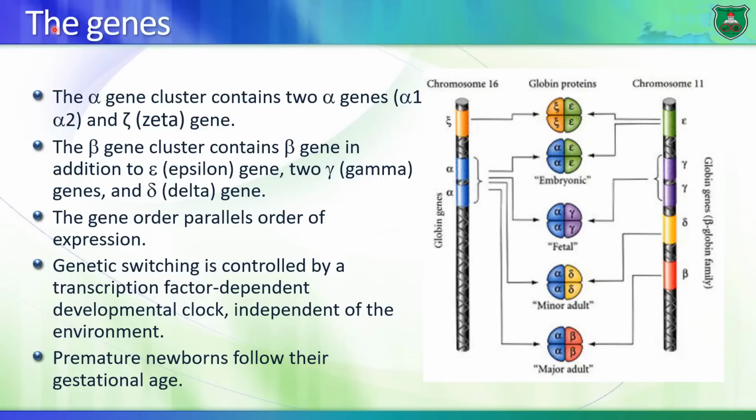Now, what's interesting as well is that premature newborns follow their gestational age. That is, if you have this switch that takes place at birth, well, at the 9 months, same thing with premature babies. They follow the same exact timing as well, which is quite interesting.